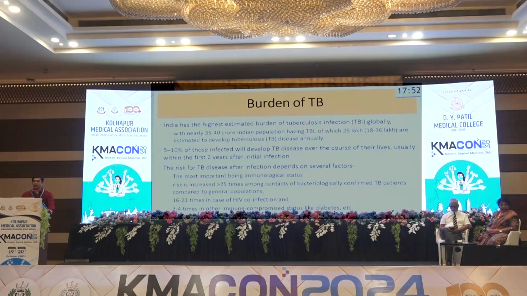These are basically the immunological status. Second is being a contact of a pulmonary TB patient. There is an increased risk of transition from TB infection to disease in these populations. Other high-risk groups are PLHIV and other immunocompromised statuses like diabetes. In these populations also, there is a risk of developing disease: in PLHIV, 16 to 20 times more than the general population, and in immunocompromised status like diabetes and other non-communicable diseases, a risk of 3 to 4 times of this infection progressing into disease.